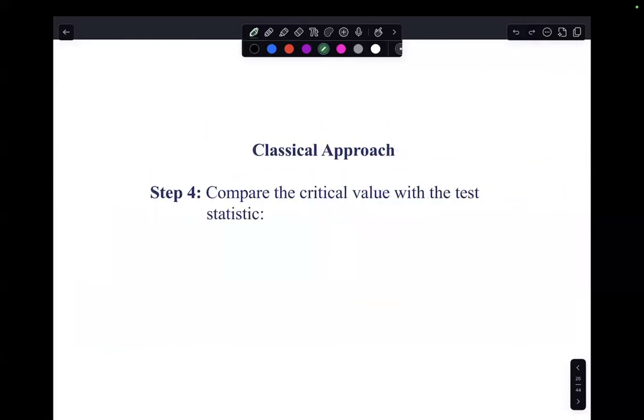Okay, classical approach, exactly the same as proportions. You compare the critical value with the test statistic. If your test statistic is outside of your confidence interval, you will reject the null hypothesis. If it's inside the confidence interval, we fail to reject.